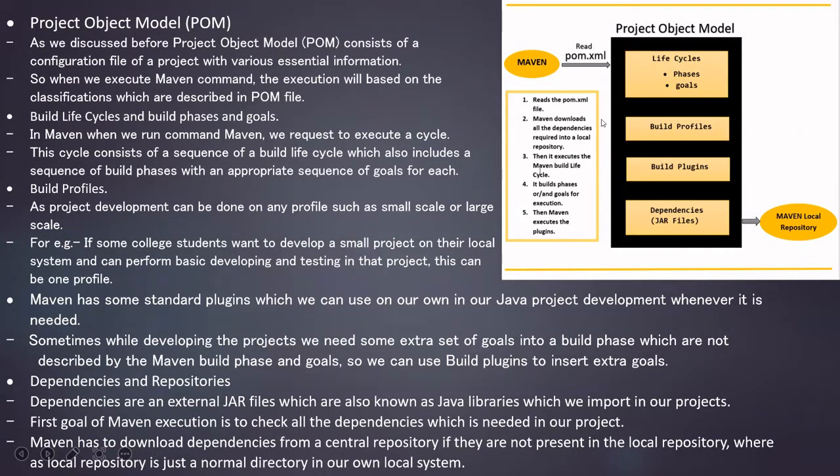So what does it do when we run any lifecycle command using this Maven command? It reads the pom.xml file. Maven downloads all the dependencies required into a local repository. Then it executes the Maven build lifecycle. Then the build phases and goals are executed. Then Maven executes the plugin. So this is the sequence when we run any Maven command.